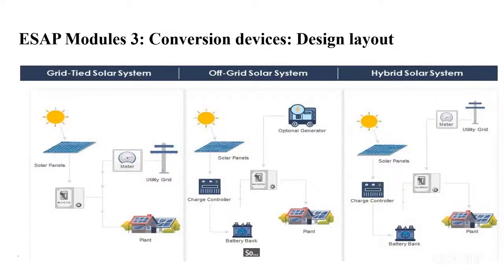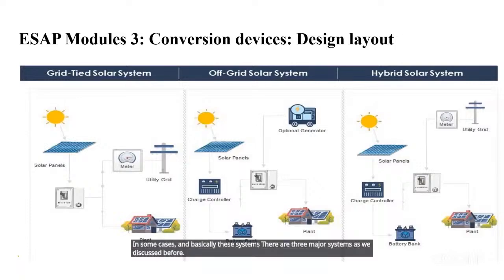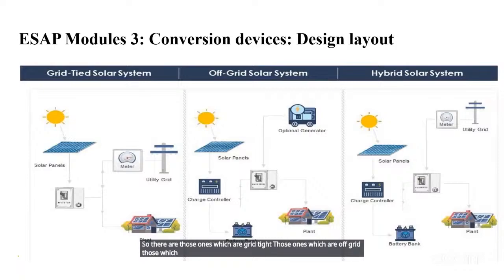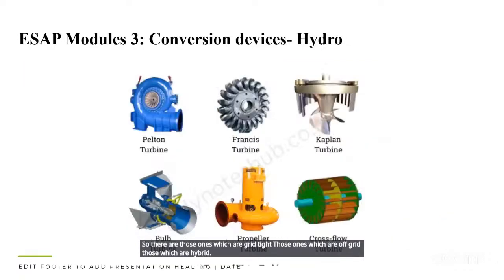In some cases, and basically these systems, there are three major systems as we discussed before. So there are those which are grid tied, there are those which are off grid, and those which are hybrid.